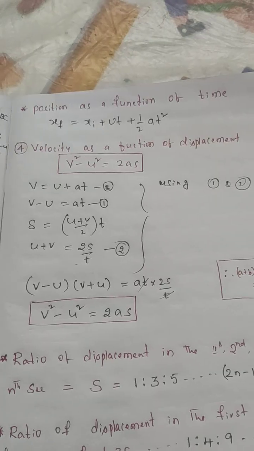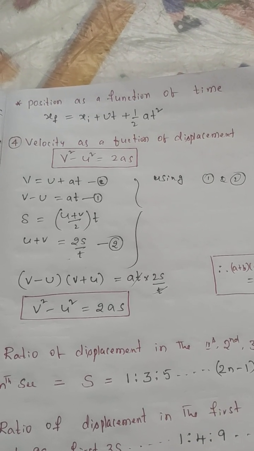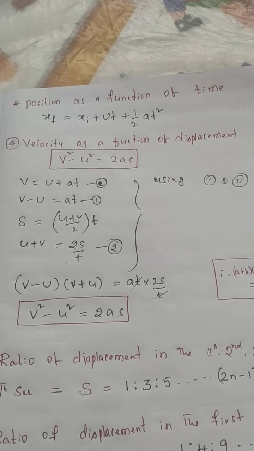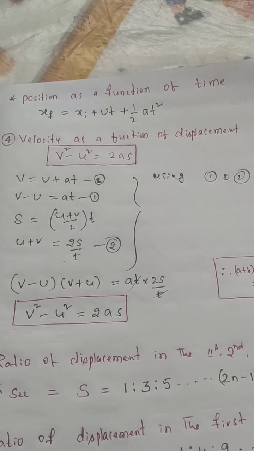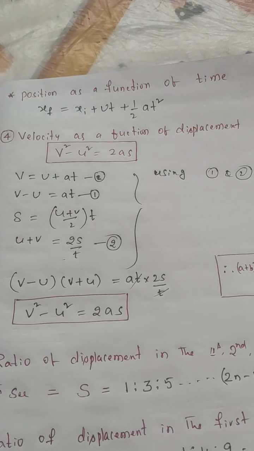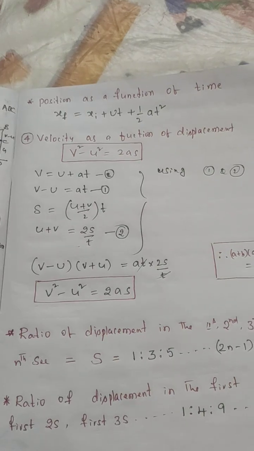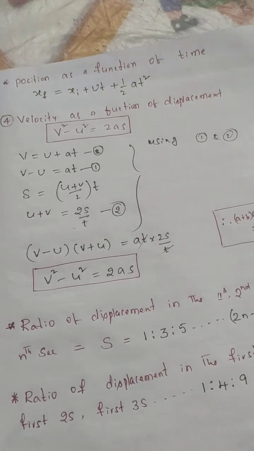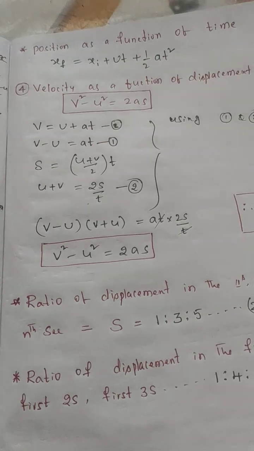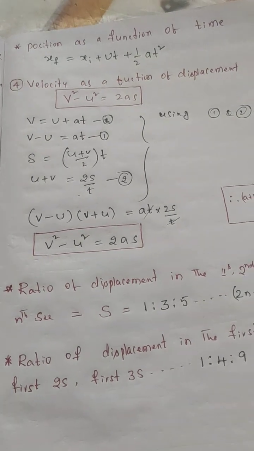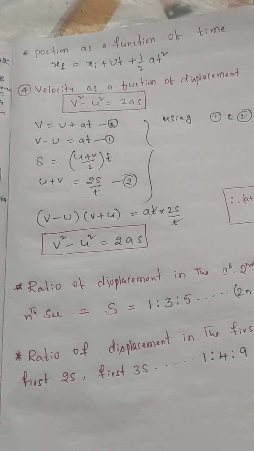Next, we can write the same equation like this also: position as a function of time. Suppose this displacement has final and initial positions. Final position is equal to xi, the initial position, plus ut plus half at square. Next, the fourth kinematic equation. This is velocity as a function of displacement: v square minus u square is equal to 2as.